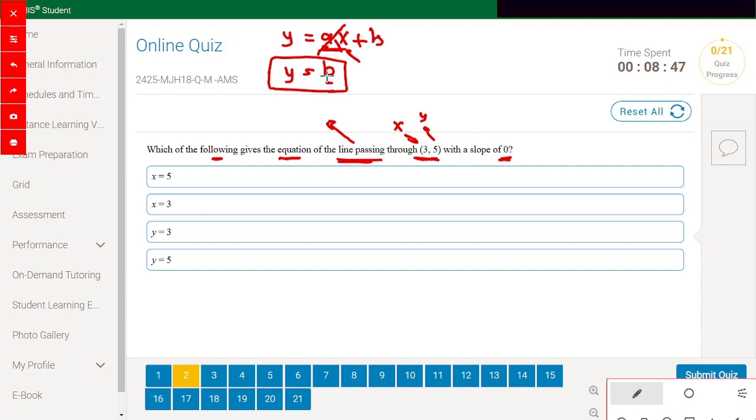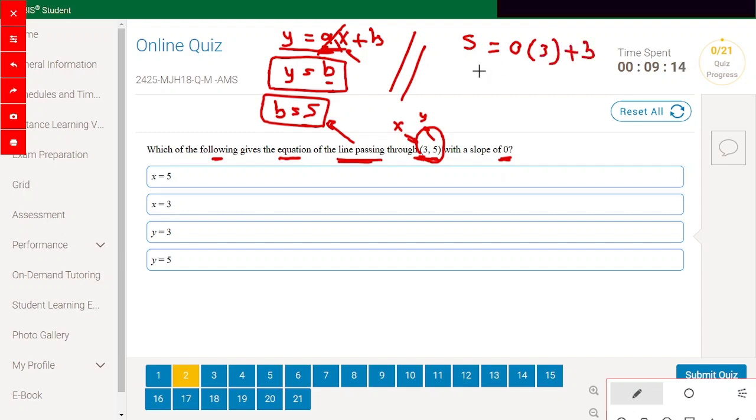So b will be equal to y. Here I have x equal to 3 and y equal to 5, so that means b will be equal to 5. How do we get this? Let's substitute this point, because the line is passing through this point, in this equation. So we'll say 5 equals slope 0 multiplied by x, which is 3, plus b. So b will be equal to 5. So the equation of the line is y equals 5.